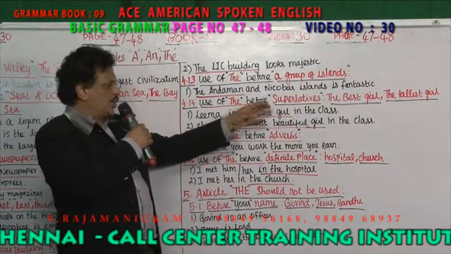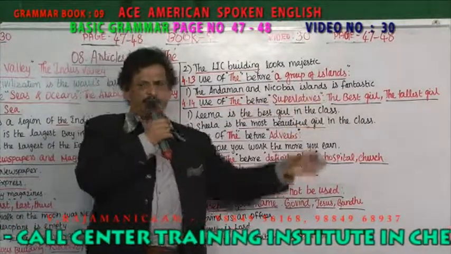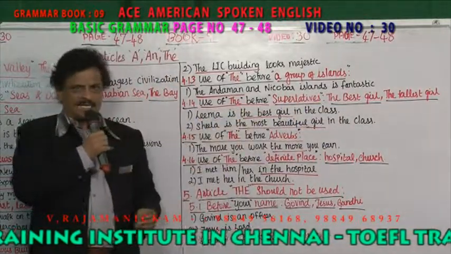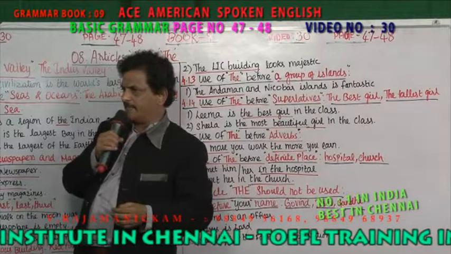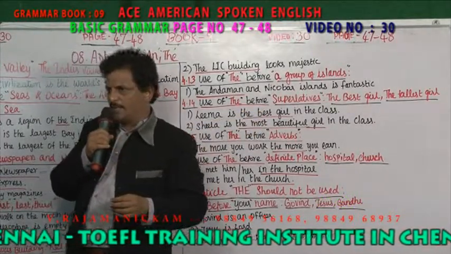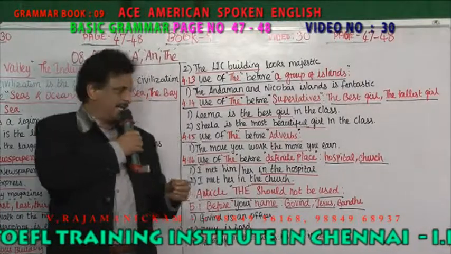இருப்பதிலேயே சிறந்த என்று சொல்லும் பொழுது இந்த சூப்பர்லேட்டிவ் முன்னாடி த யூஸ் பண்றீங்க. The best girl, the smallest girl. Leema is the best girl in the class. இந்த வகுப்பிலே லீமா தான் சிறந்த பெண்ணாக இருக்கிறாள். Sheela is the most beautiful girl in the class. இந்த வகுப்பிலே ஷீலா தான் ரொம்ப அழகான பெண்ணாக இருக்கிறாள்.